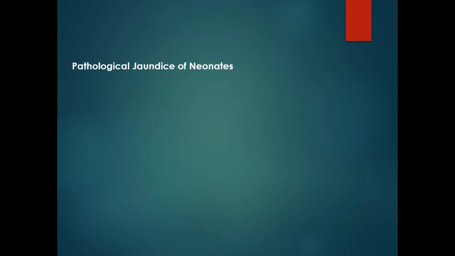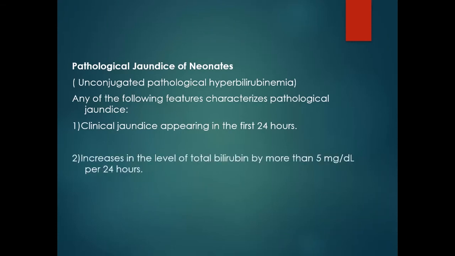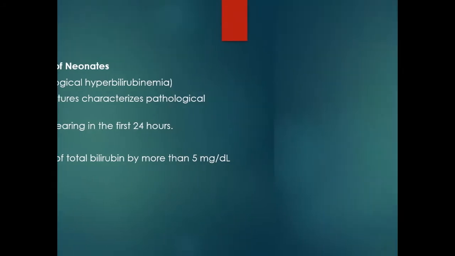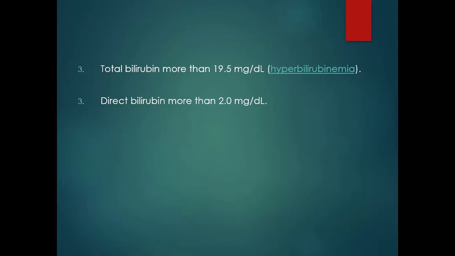Pathological jaundice of the neonate: unconjugated pathological hyperbilirubinemia. Any of the following features characterize pathological jaundice: clinical jaundice appearing in the first 24 hours of life, or an increase in the level of total bilirubin by more than 5 mg per dl per 24 hours. Total bilirubin more than 19.5. Direct bilirubin more than 2 mg per deciliter.